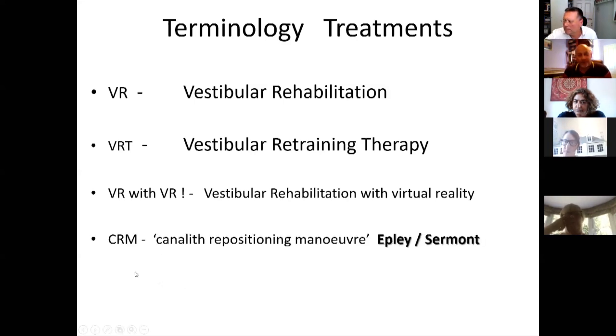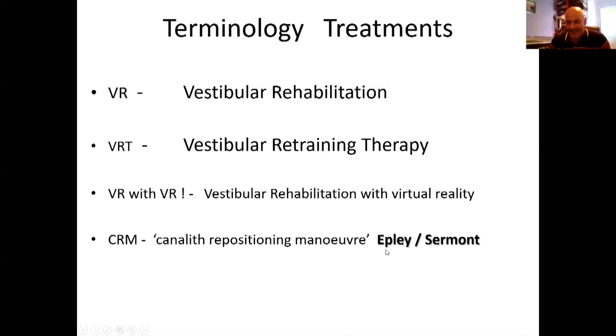And this is an important one. The correct terminology, and this is how it should be written down, is CRM, which is a canalith repositioning maneuver. You may have seen it as the Epley or Sermont. They're the names of the people that put their names to the CRM. There are lots of different canalith repositioning maneuvers. These are the two most common ones, but there are other people who put their name to it. So you say, I've had an Epley maneuver or a Sermont maneuver, but really you've had a CRM, a canalith repositioning maneuver.